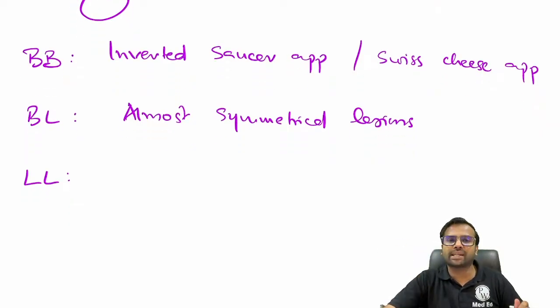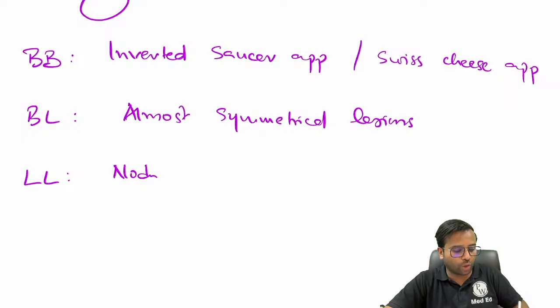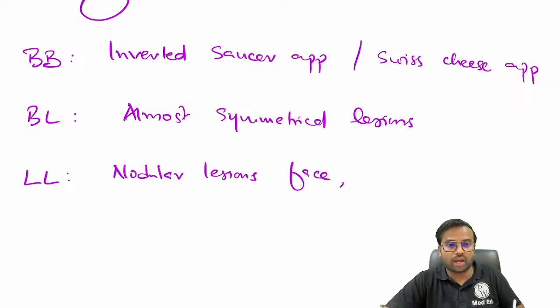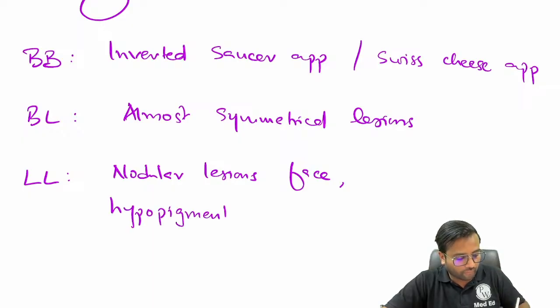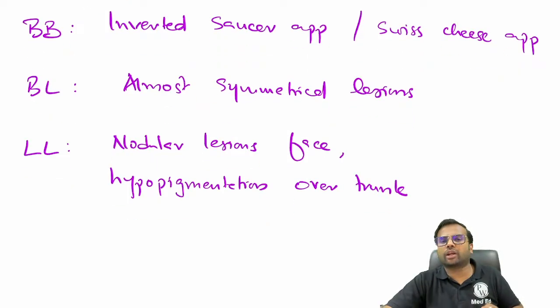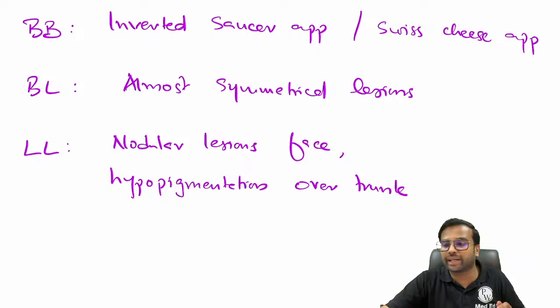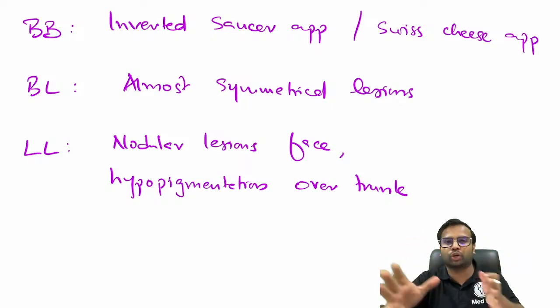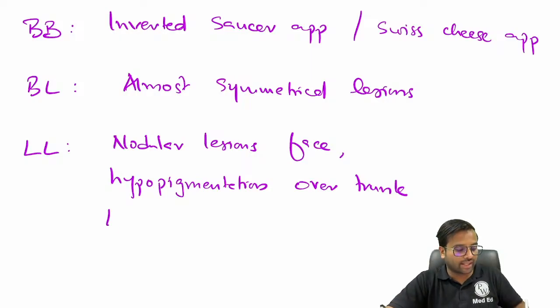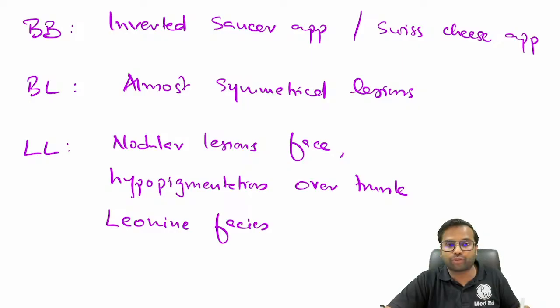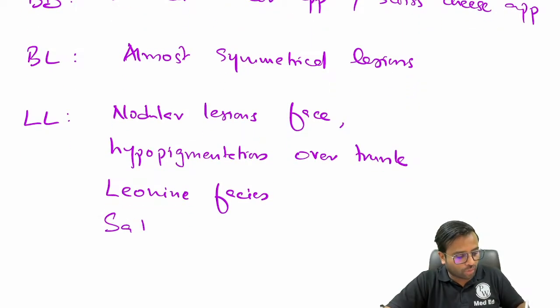Okay. So what happens in lepromatous leprosy is you find nodular lesions over the face along with hypopigmentation over the trunk and lot many other features. Like, can anybody tell me in the chat box what do you see over the face or what is it compared to when it comes to leprosy? These are compared to leonine facies, a lion-like face or saddle nose deformity.